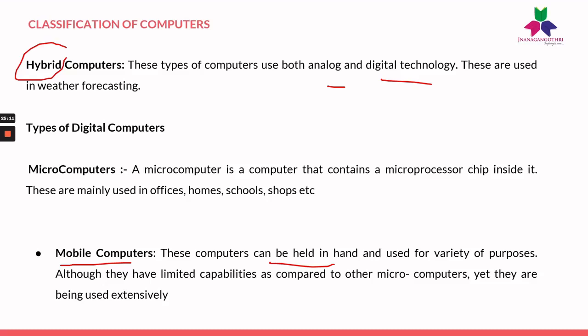Microcomputers are further divided into a number of categories. The first one is your mobile computer. Mobile computer means, as indicated by the name itself, these are handheld and used for a variety of purposes. They are very portable. Although they have very limited capabilities, they are used extensively because of the features that they offer. An example of this is our smartphone that we use in our day-to-day life. A smartphone has an internet connection, so we use web services like email, chat, video, GPS, online games. It also has a touchscreen feature.